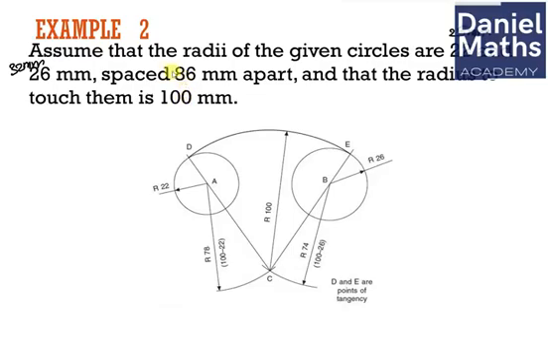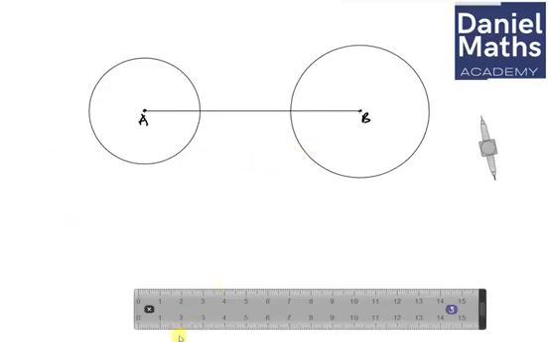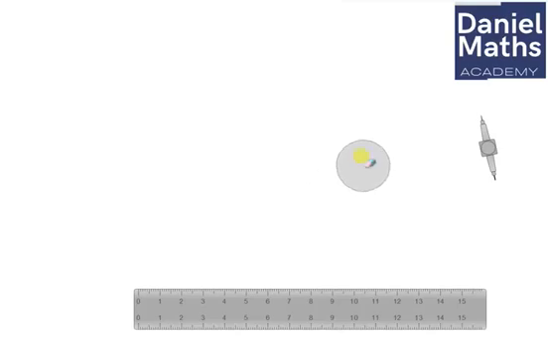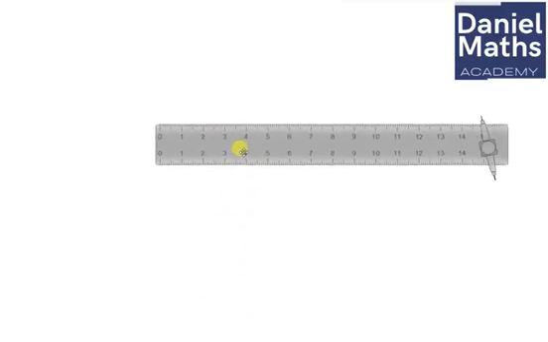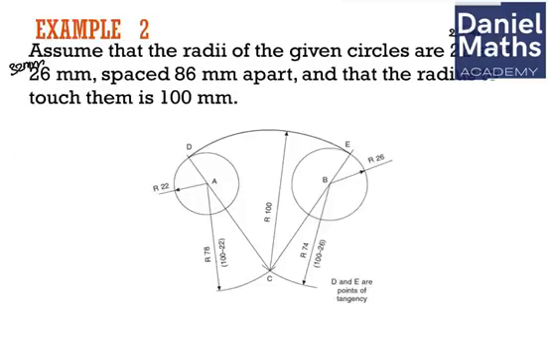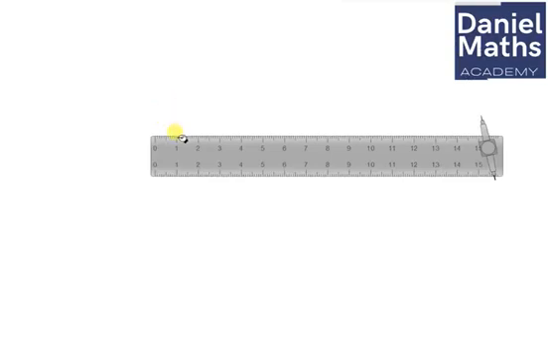I think I made a mistake somewhere here. The space was supposed to be 86, but I used 100. So let me quickly erase this off and start it over again. All right, now I'm going to draw a line quickly from here to 86. Please take note, it's 86 millimeter. So I'm going to do that here, a line from here.